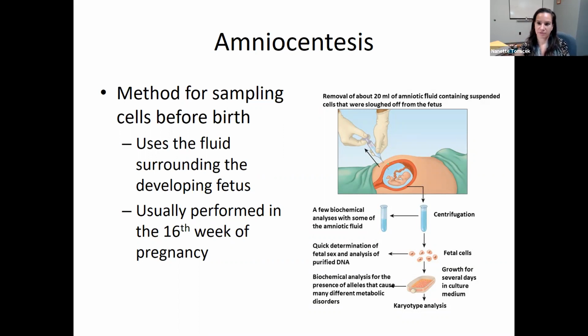And if we get enough discarded fetal cells in the amniotic fluid, what you can do is, again, another genetic analysis, just as you would with the chorionic villi.